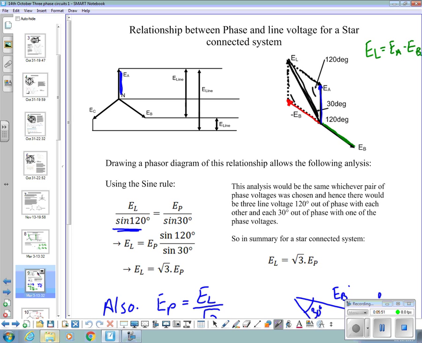So it's to do with there being 3 of them, but it's more to do with them being out of phase with each other. The phase voltage is not a third of the line voltage, is it? That's √3. So hopefully that has cleared that up.